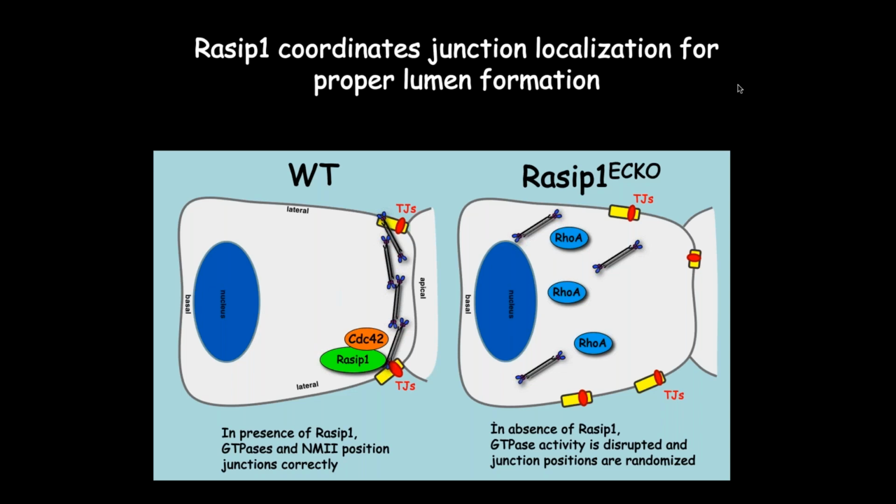These cells have internal contractility, but not in the right place at the right time. The junctions are all in the wrong place, and therefore the lumens never open up properly.